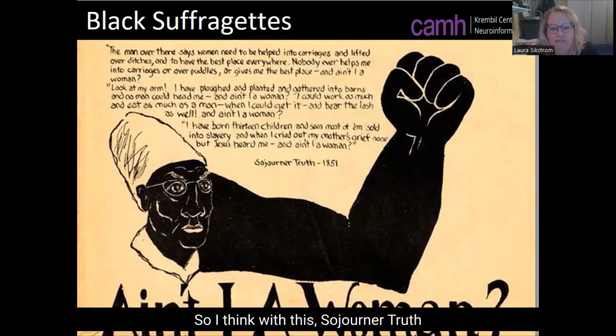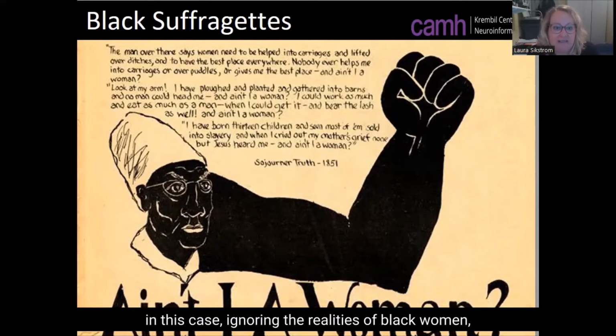So I think Sojourner Truth asked a very wise question almost 200 years ago: what makes a population? And when you define a population a specific way, in this case, ignoring the realities of Black women, you can cause a lot of harm.